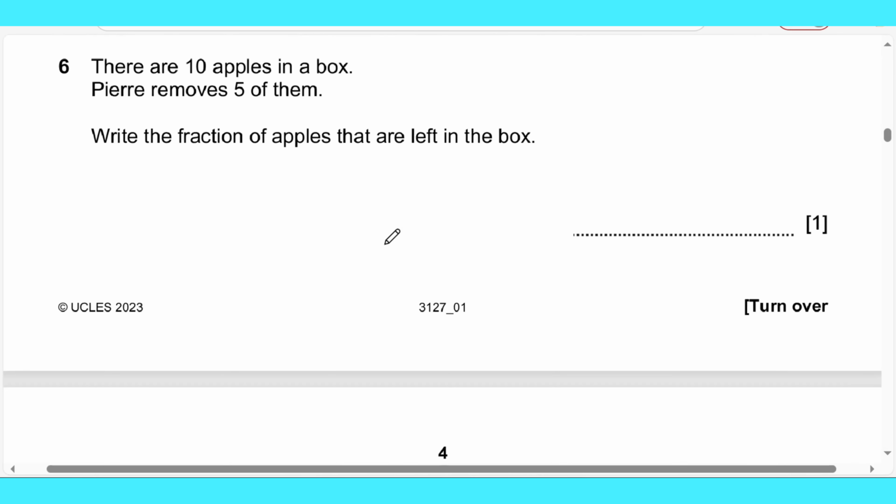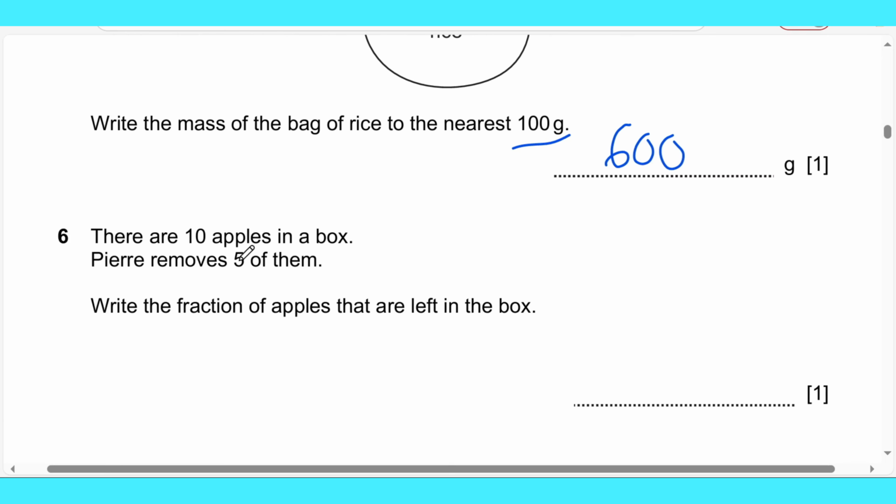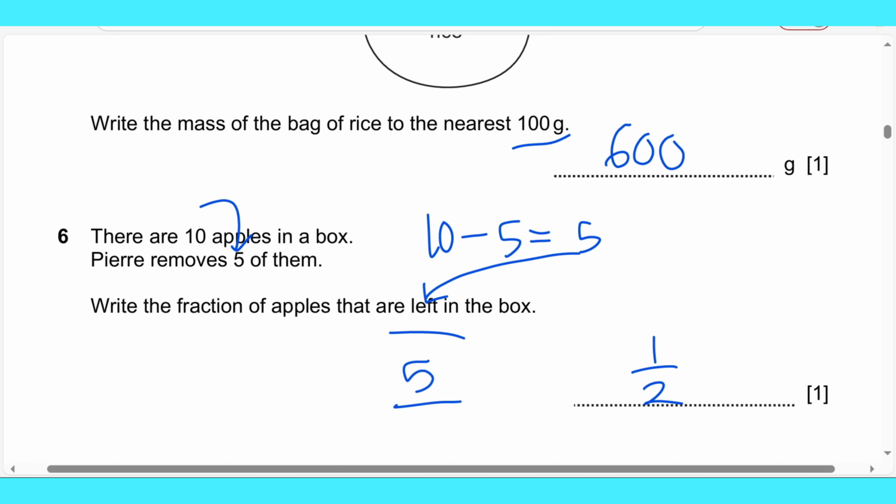Number 6, there are 10 apples in a box. Pierre removed 5 of them. Write the fraction of apples that are left in the box. Okay, the answer for this is 1/2, guys. So how did you get that? If 10, remove 5, is 10 minus 5, that is 5. 5 is left. So the fraction is 5 over the total. At the beginning it's over 10. So it simplifies to 1/2. Okay? Let's move on.